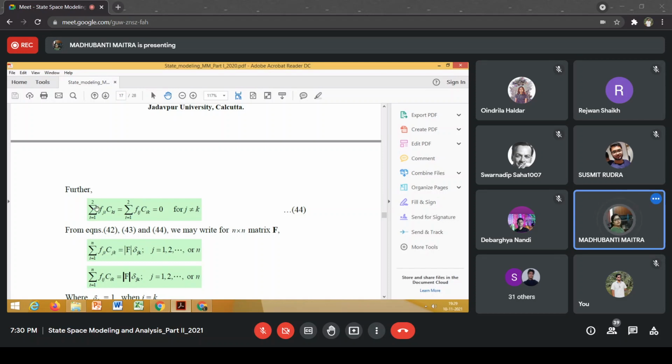So just check whether the summation i varying from 1 to 2 Fji Cki will be 0 or not under the condition j is not equal to k. Do it.